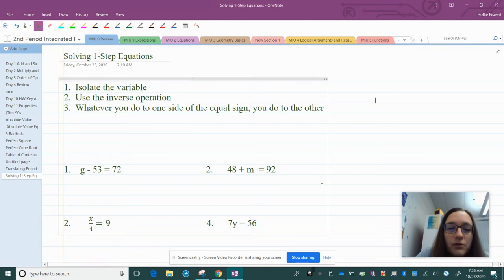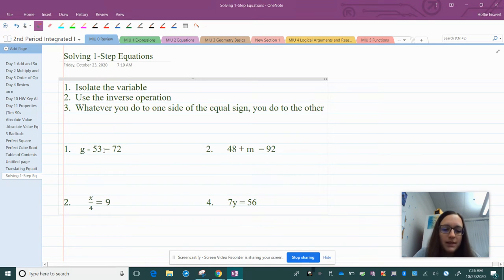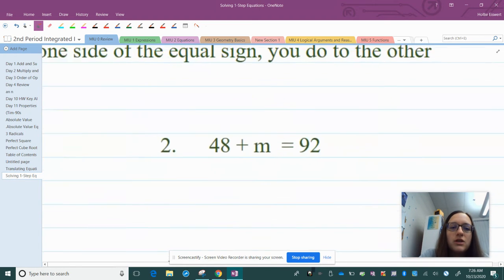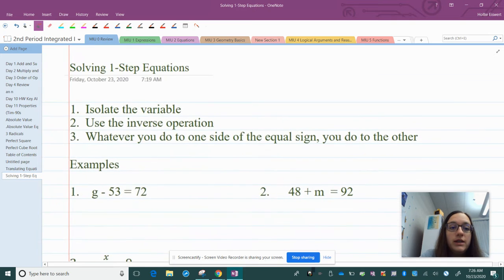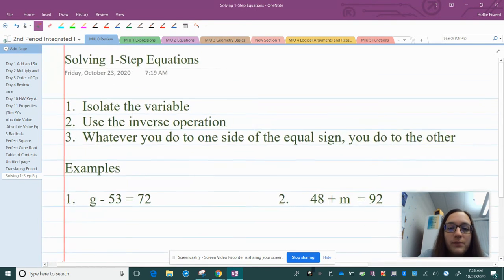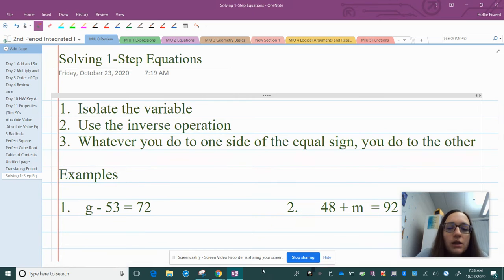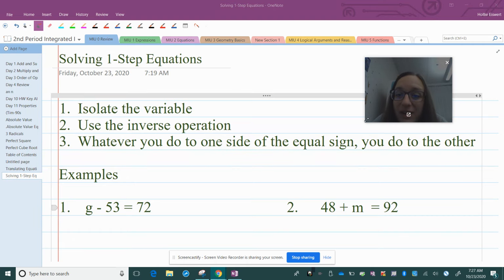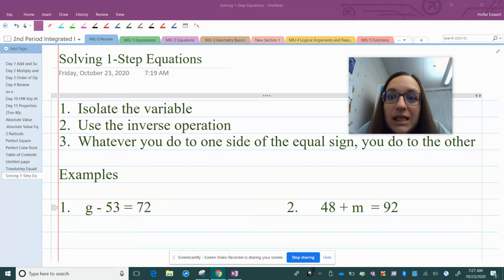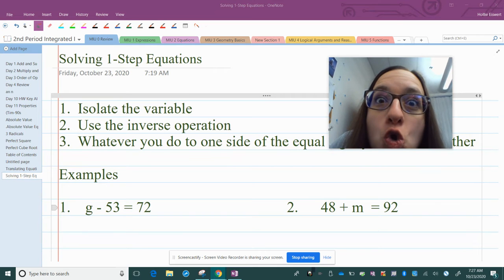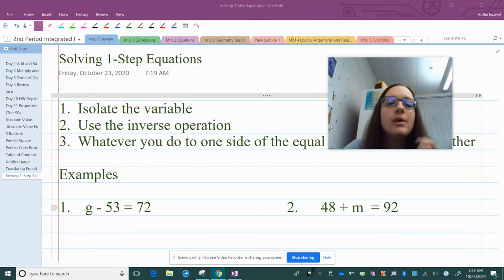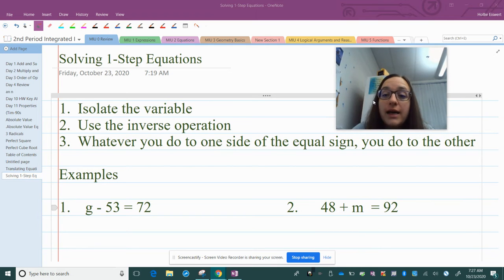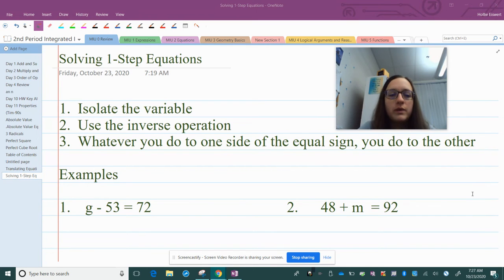So here we go. Feel free to pause and copy this down. These are our examples down here. So when we solve one-step equations, our main goal, is not to make you sick by zooming in and out. Sorry. Okay, there we go. That seems better. Good. So our goal in solving one-step equations is to first isolate the variable. What does that mean? It means get it alone. When we isolate the variable, we want the variable alone on one side. That way we know what it equals when we're done.